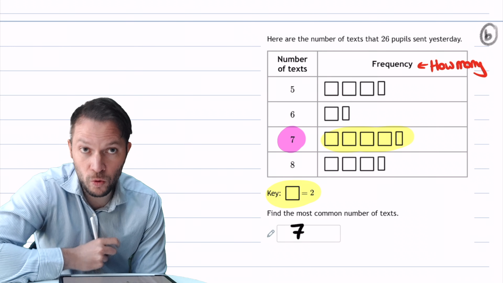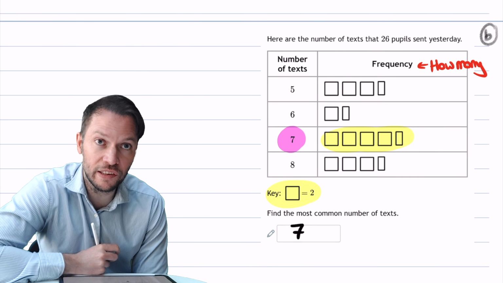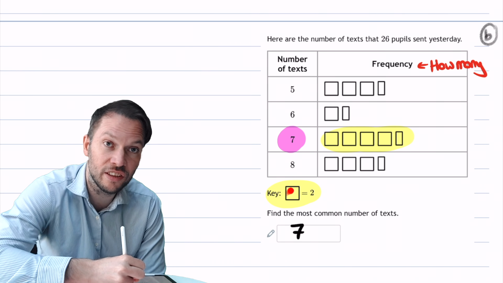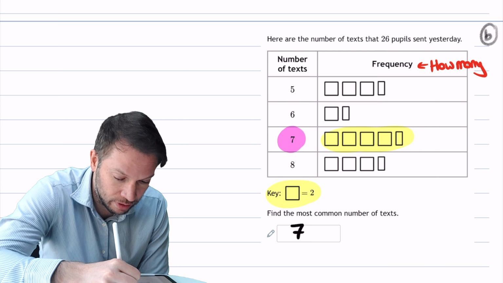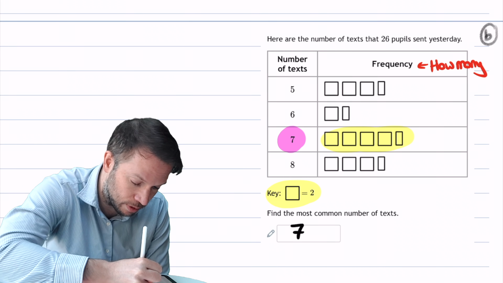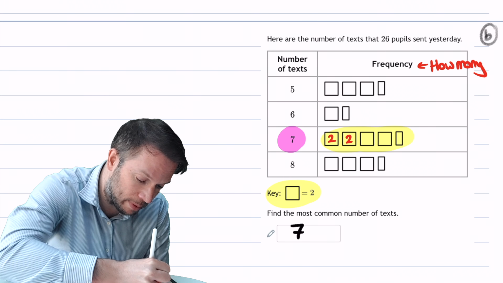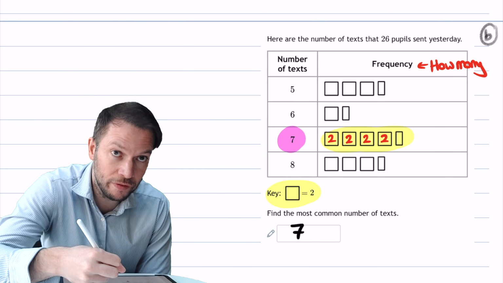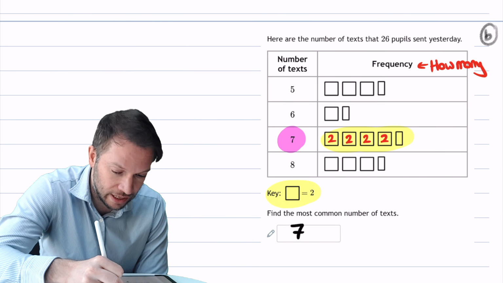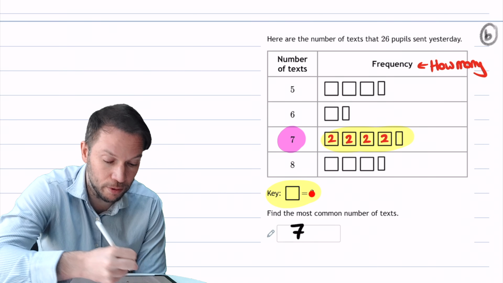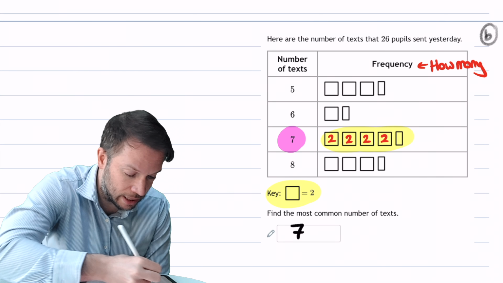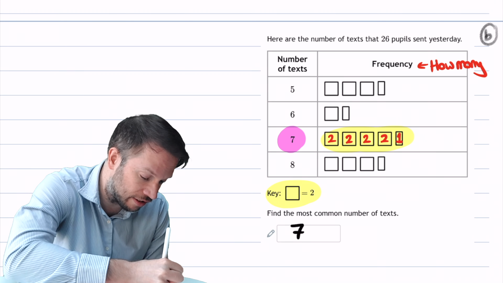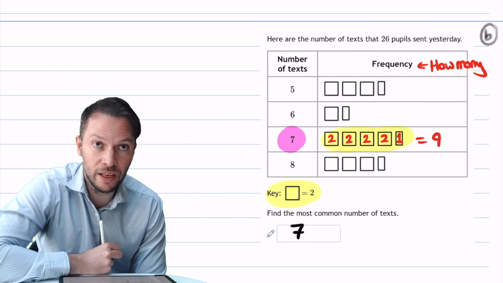And if the question also asks us to find the number of people that sent that number of texts, then we can use this key here, because each square is worth 2. So we just draw it in the diagram. This square is worth 2 people. Then we've got another 2 people, another 2 people, another 2 people. And then because we have half a square at the end, that represents half of 2 people, which is 1 person. So we have another 1. And if we add those numbers together, that gives us 9. So the frequency would be 9.